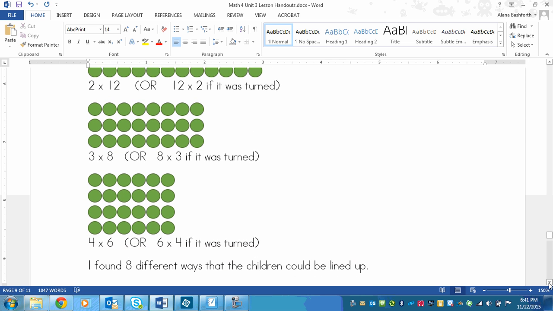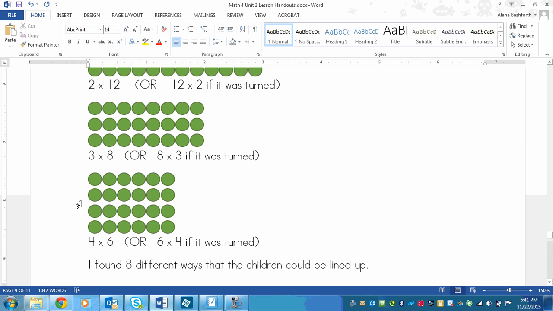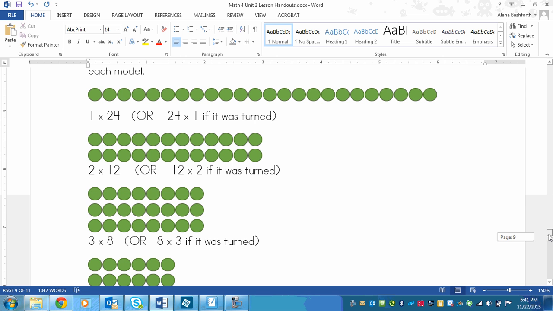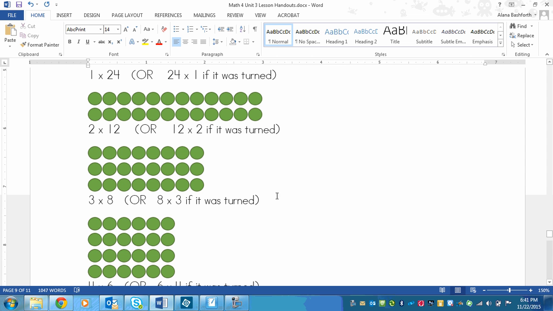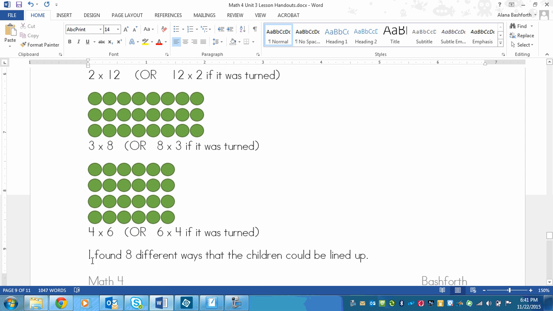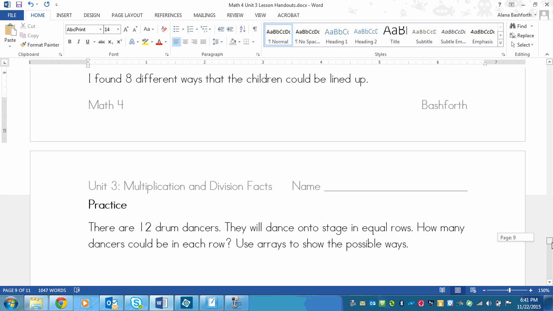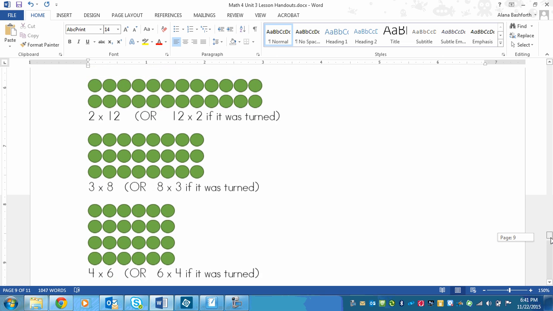And then at the bottom here, we've got 4 rows of 6. We could also have 6 rows of 4, so we could turn that one on its side. Technically, I should have drawn 8. If it bothers you that they're not all written there because that's what you're supposed to do, then draw them in this big space here. But our answer would be: I found 8 different ways that the children could be lined up. Okay, so that's what that is.